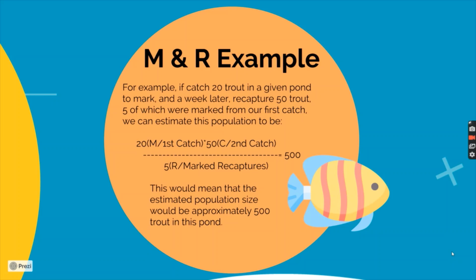And so by using MC over R, we can actually estimate 500. This is because we multiply 20 by 50, 20 being the amount of trout that we caught in our first catch, and 50 trout that we caught in our second catch, and we divide it by 5, which is the amount of trout that we caught in both the first and second catch. And if we do that math, we actually get an estimation of around 500 trout within that pond.